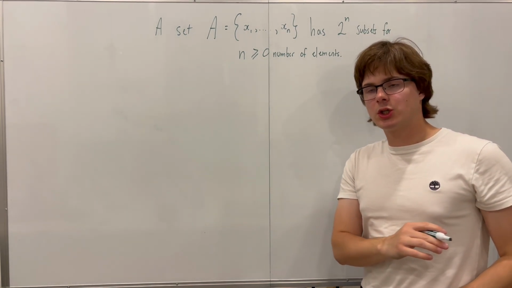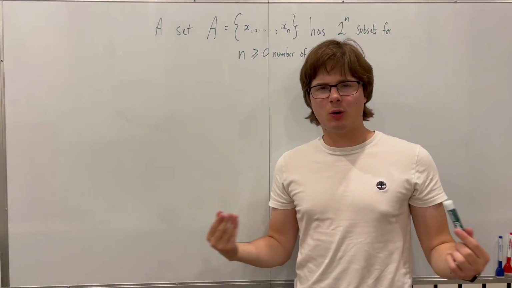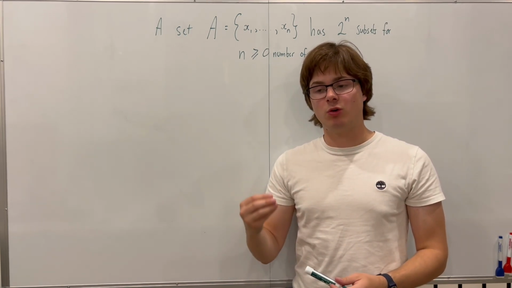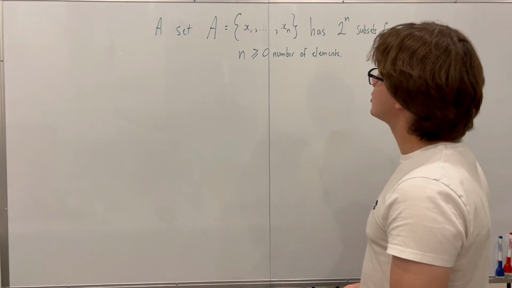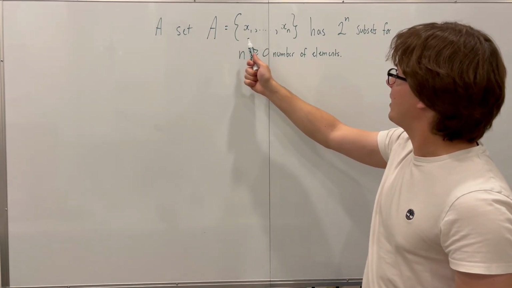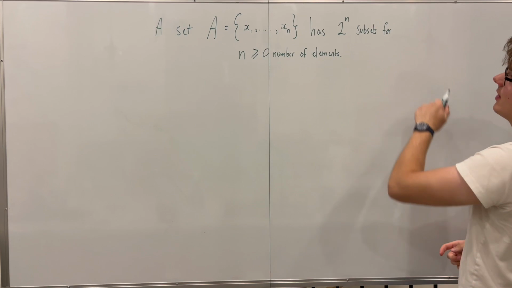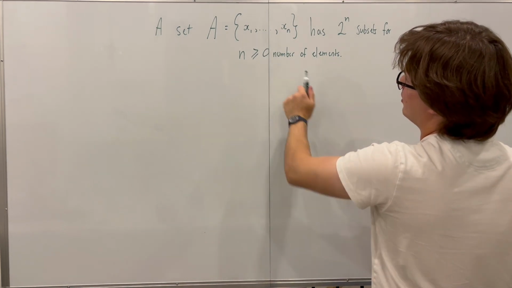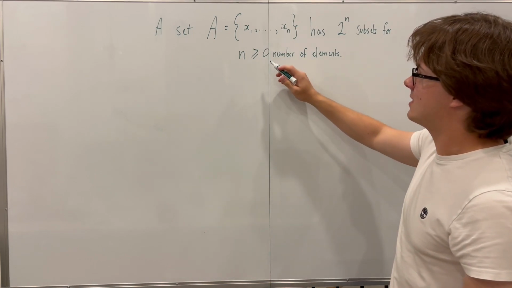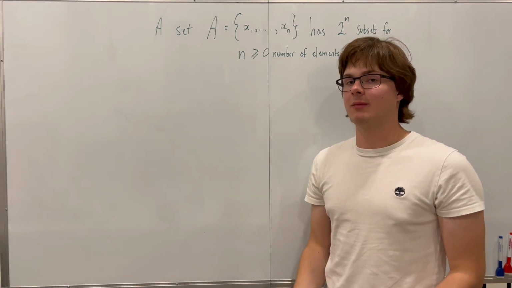Okay, let's do the traditional proof for why 2 to the power of n is equal to the total number of subsets a set with n elements has. So we're going to be asking, is the following statement true? That a set A, defined as this, has 2 to the power of n subsets for n greater than or equal to 0 number of elements. So this means that the set has at least 0 or more elements in it.